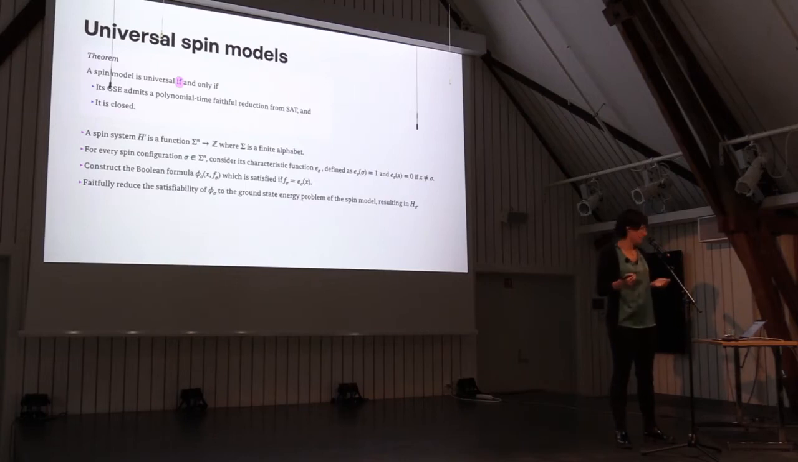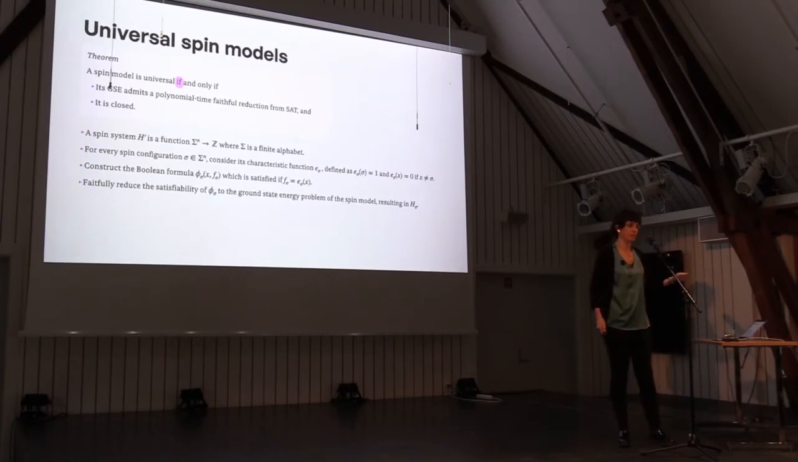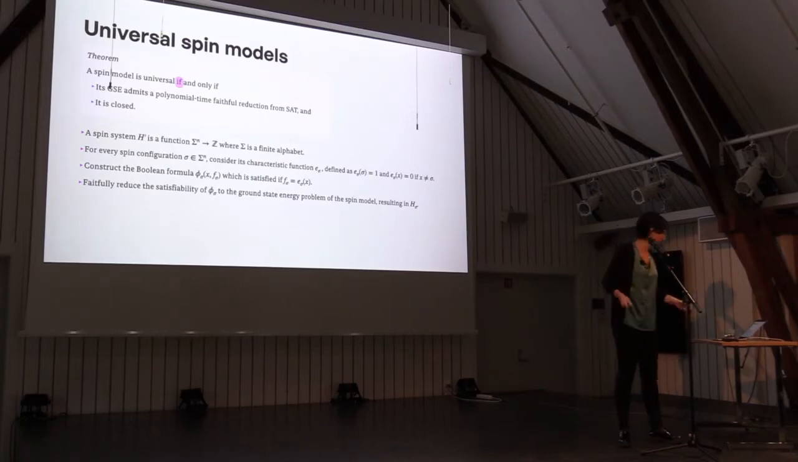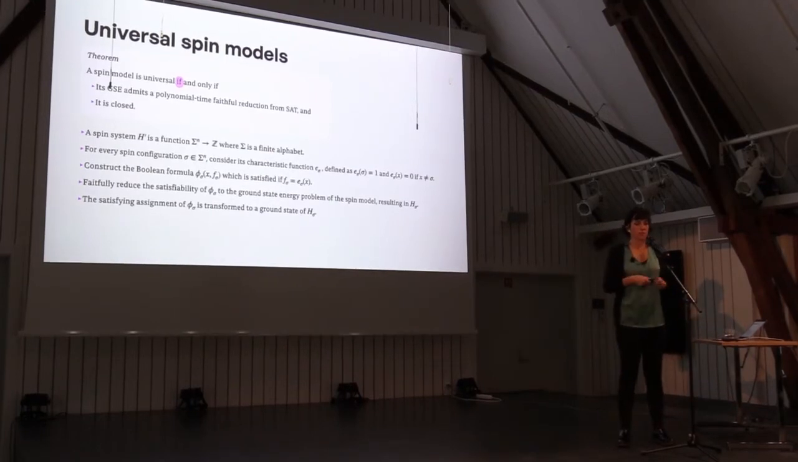Now, apply the assumption: faithfully reduce the satisfiability of this Boolean formula to the ground state energy problem of the spin model. This gives you an element of your spin model. Instead of H alpha, I'm calling it H sigma. The ground state of this H sigma has the property that the flag spins are correct. How do you know you can get a Boolean formula like that? You can construct it easily.